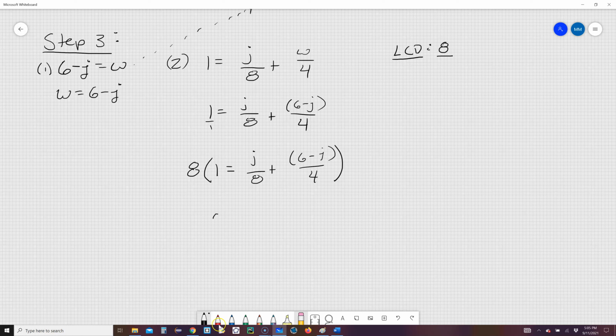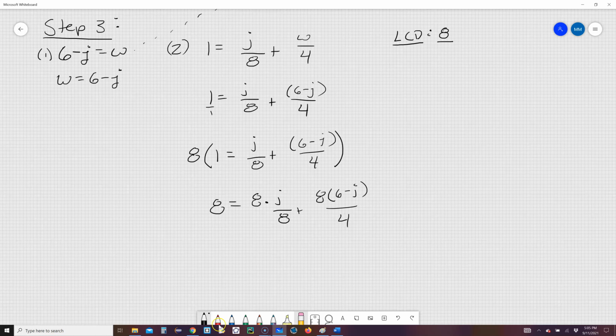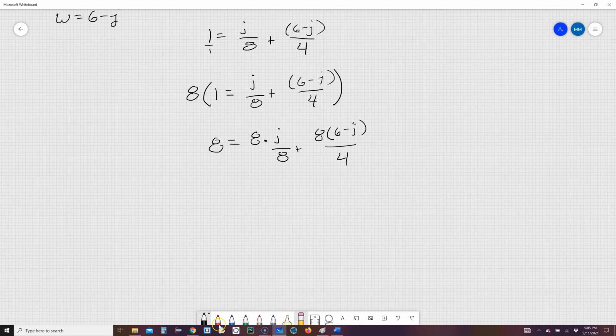Okay, so I go 8 times 1, that's just 8. 8 times J divided by 8, pardon me. And then on this side it will be 8 times this quantity 6 minus J divided by 4. So this one cancels entirely and I'm just left with J. 8 divided by 4 is 2. And the fractions are gone. Yay.